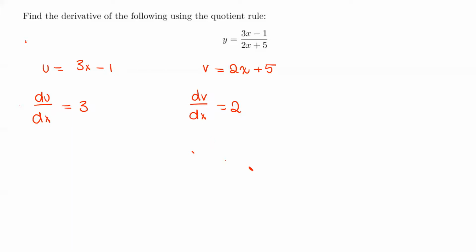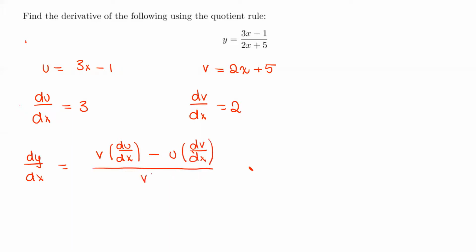So now that we have u, v, du dx, and dv dx, all we have to do now is substitute it into the quotient rule equation, which is: dy dx, the total derivative, is going to be equal to v multiplied by du dx, minus u multiplied by dv dx, and all that divided by v squared.